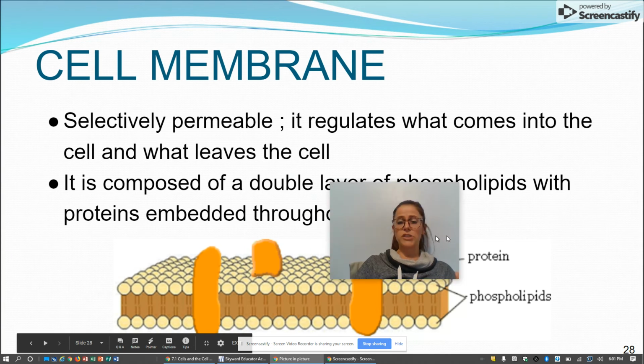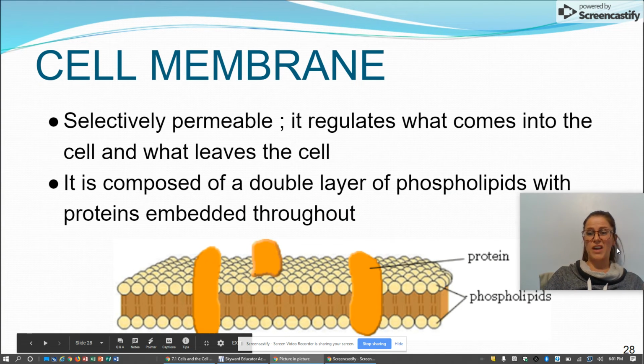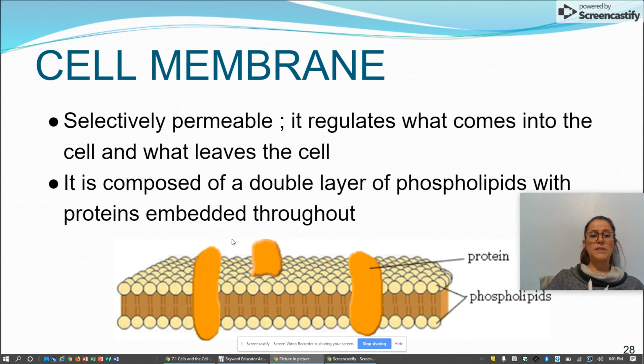Last but not least, and we're actually going to spend a couple of days on this, and I think you'll have fun because we're going to play with bubbles, is the cell membrane. A cell membrane is semi-permeable, meaning it allows some things in and some things can't go in, which is important. We don't want toxins inside of our cells. So it regulates what comes in and what doesn't. It's composed of something called phospholipids, and it's a bilayer. So a phospholipid bilayer, meaning it has two layers.